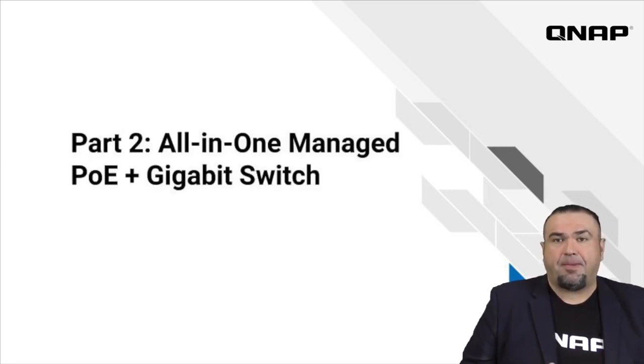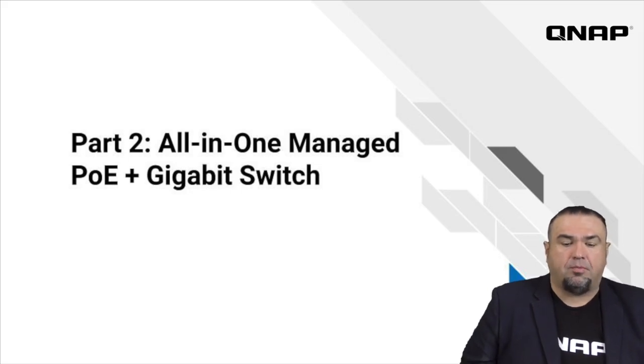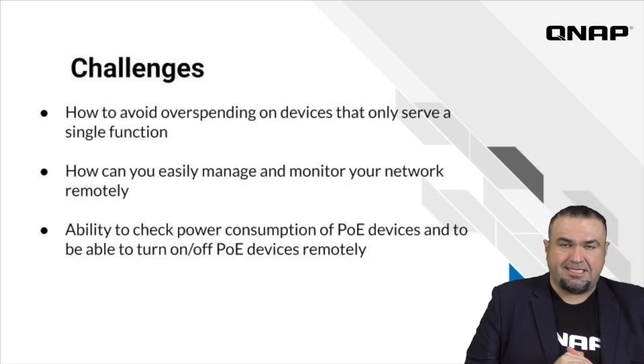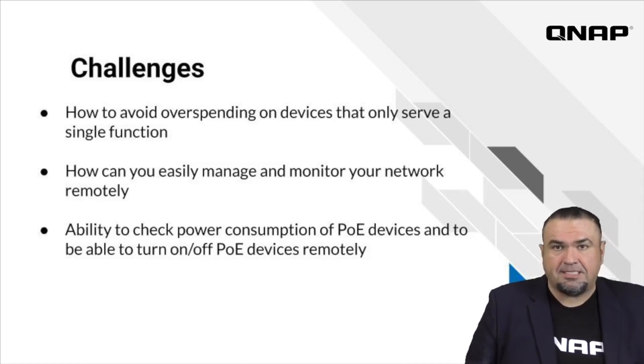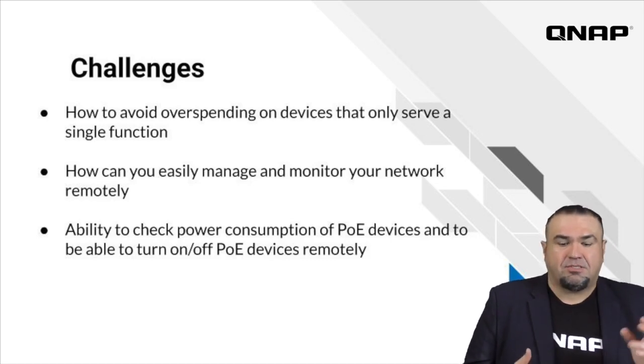All right, folks, that wraps up our 10-minute Q&A. Now we're going to get into part 2 of our webinar where we talk about our all-in-one managed PoE and gigabit switch, our QGD 1600P. So, challenges of why you would want to look at something like the QGD 1600P. You want to avoid overspending on devices that only serve a single function. Instead of getting several different components, you want something that handles multiple functions, and you have clients with space issues or budgetary issues that don't need a bunch of different devices.